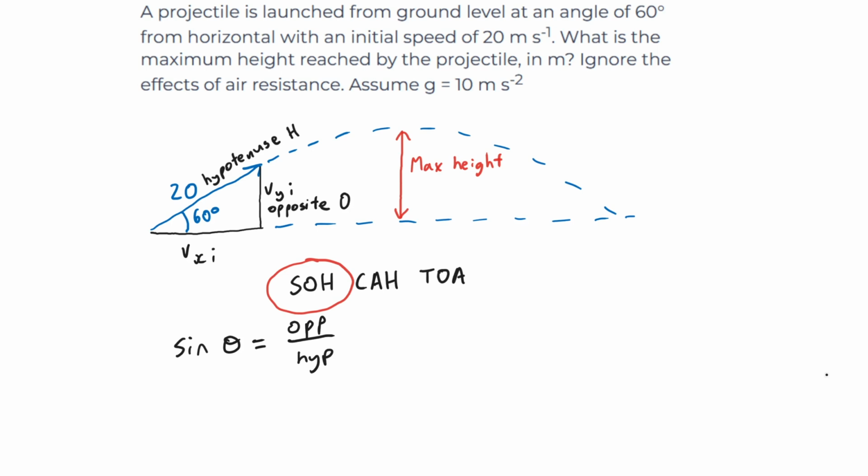We need to rearrange for opposite, which represents the vertical component of our initial velocity, Vyi. We can do this by multiplying both sides by hypotenuse to get opposite on its own. So the new equation is opposite equals hypotenuse times sine of theta.